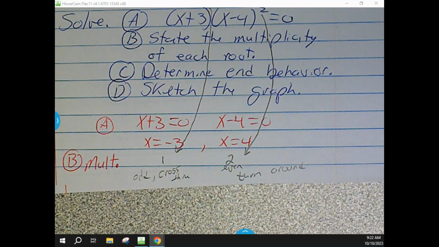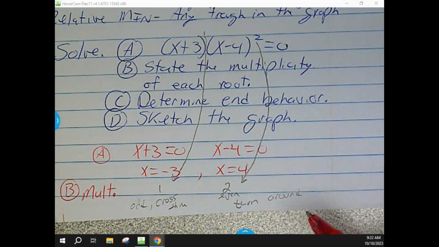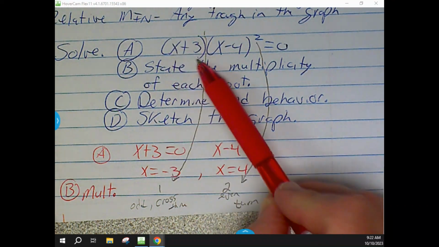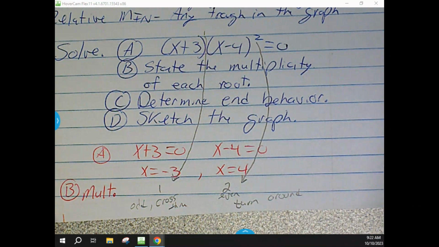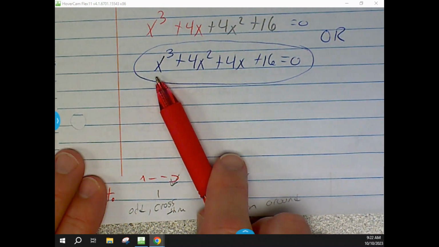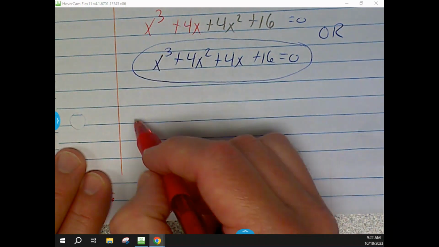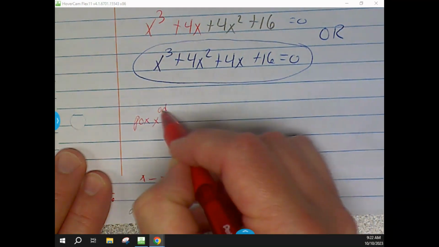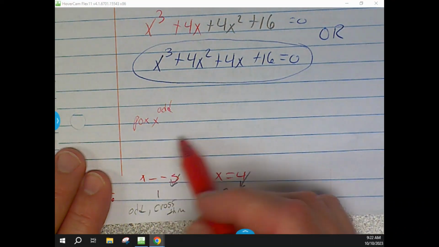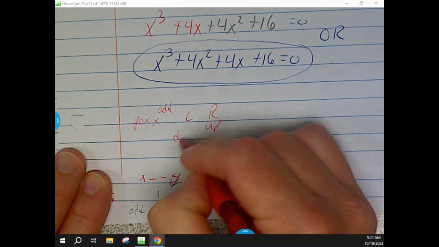Okay, now the end behavior. If it's in factored form like this one, you're going to have to work a little bit to figure out what the end behavior is going to be. Because we've got x plus 3 times x minus 4 squared. If that was written out like this, it would be really easy to figure out what the end behavior is, right? Because you go back to your leading term, this would be a positive, and then x to an odd power. If you go back and check your list, that would have had the right side up and the left side down.